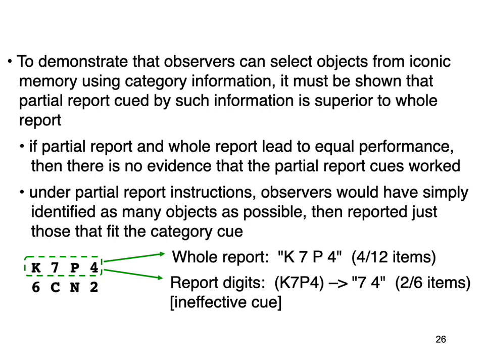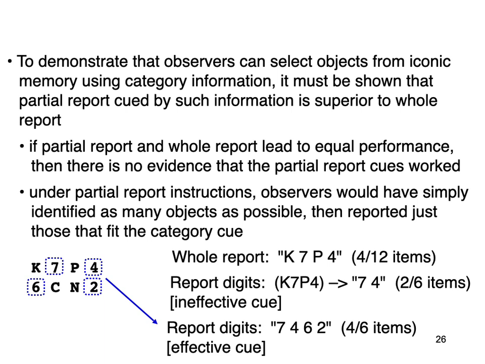If I'm asked just to report the digits under those conditions, I'll just say 7 and 4, 2 out of 6 items. So it means that partial report didn't help. I just downloaded all 4 items and I picked the letters or the numbers depending upon your instruction. But imagine instead I report 7462, then I'm able to download just the numbers, which means the information is tagged with respect to category information in the icon.